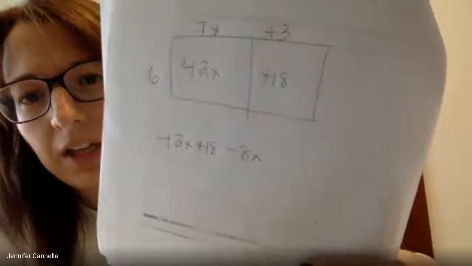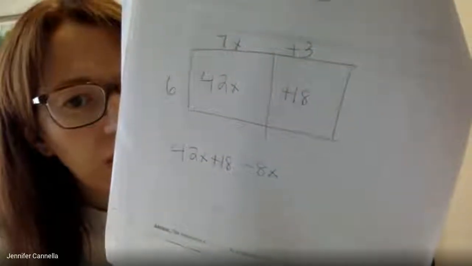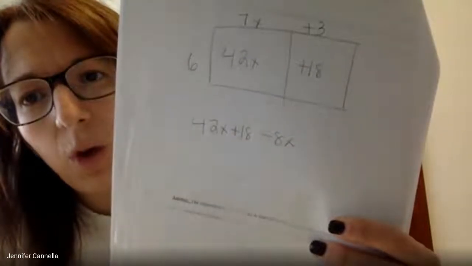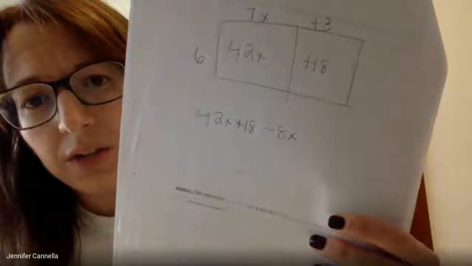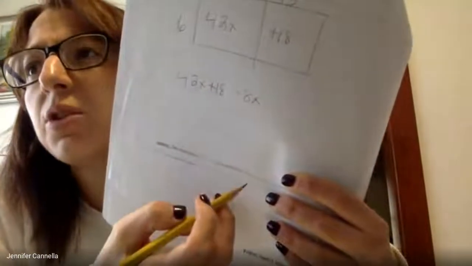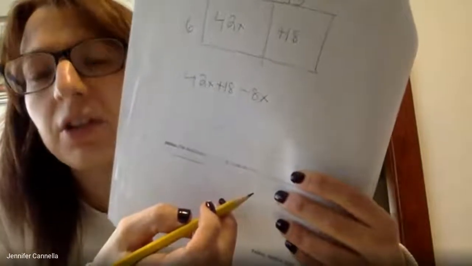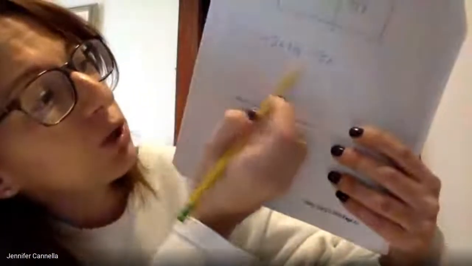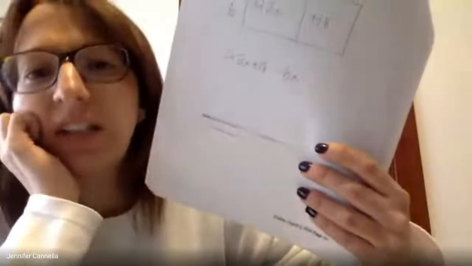Now, Annalena, can we combine the 42x and the 8x? Yes. Because they have what? They have x. Right. So it's actually called a like term. They have the same variable. When the variables are the same, you can either add or subtract. They're like terms. So now 42x minus 8x is how much, Annalena?